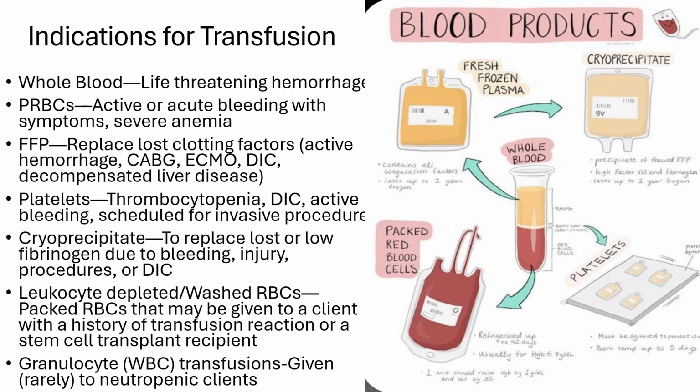More commonly, even in hemorrhages, you will see packed red blood cells given. And packed red blood cells are just red blood cells that are going to be packed in a small amount of plasma. And we use this for active and acute bleeding and to treat severe anemia.